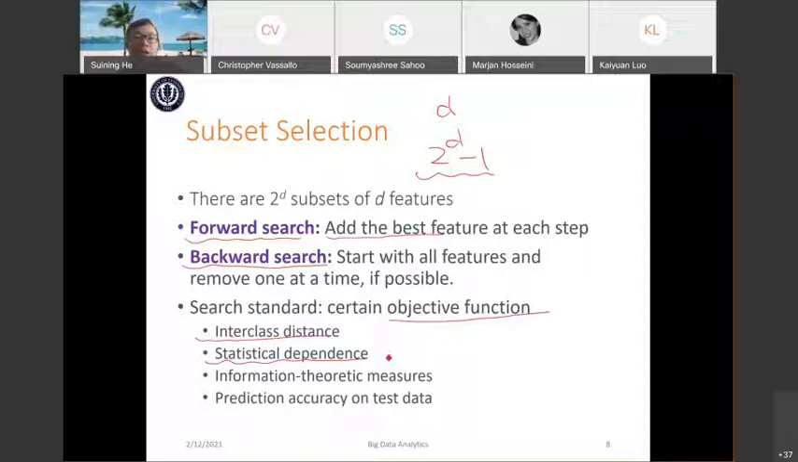And of course, there are some other measures like information theoretical measures, or something more straightforward: if we have certain models, we can use those generated subsets of the features to predict or classify against a certain data set, like a test data set, and see whether the prediction accuracy is high enough or the error is low enough, and then we decide that that subset of the features is the best one.